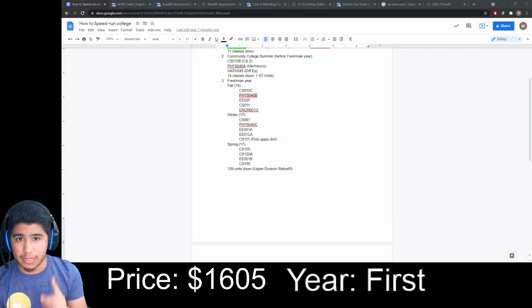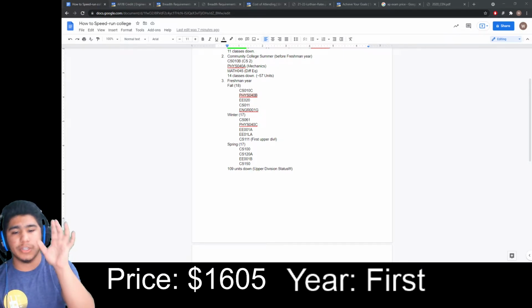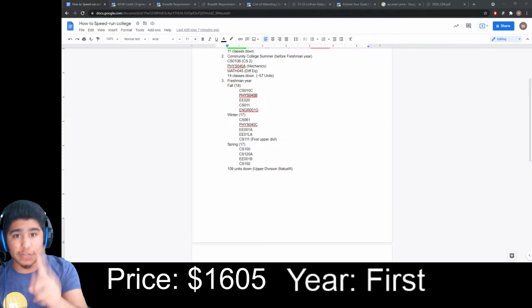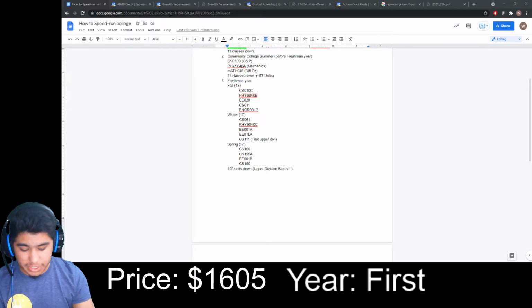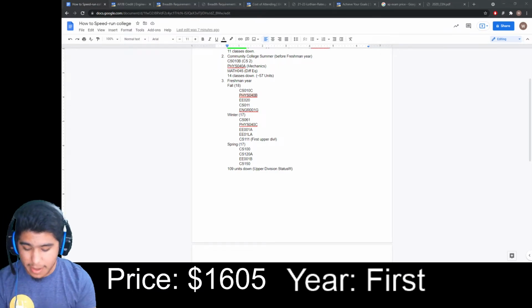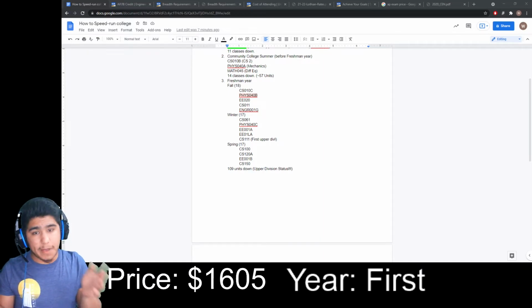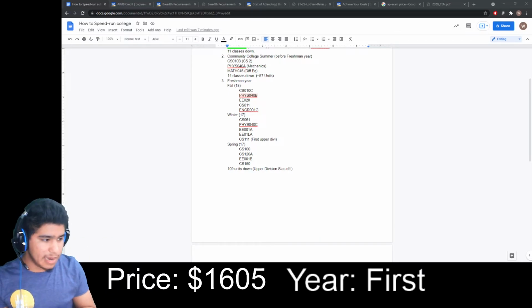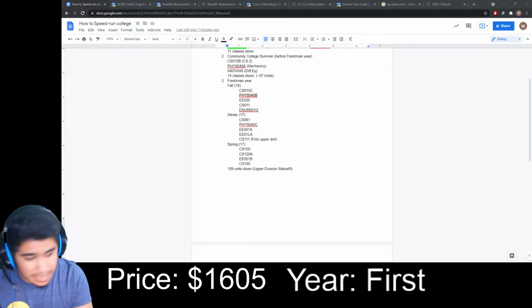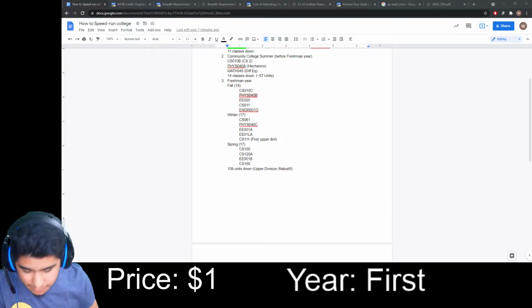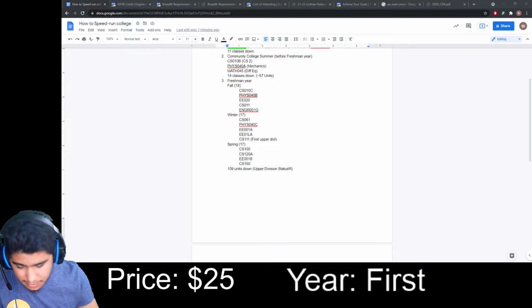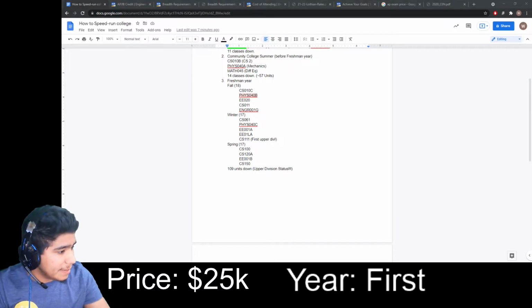At UCR, they do not pay by unit during fall, winter, and spring, but for summer they do for your classes. So in total, for the first year, it would be $23,552. Nice, you saved about $8,000 from the regular price. Now let's add this to our total. So we're going to be at, instead of 1605, we are now at 25K. I'll just leave it at that.